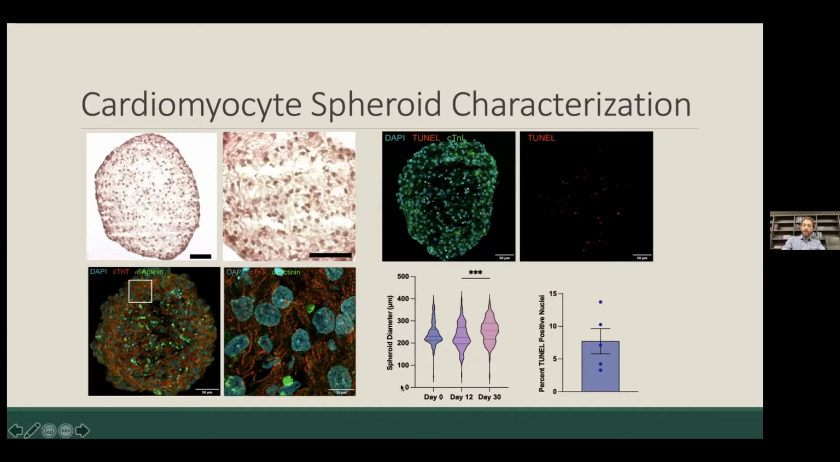Additionally, one thing we found is that the spheroid diameter from iPSC to cardiomyocyte does not change significantly. We did find there was some increase in diameter when we cultured these out to 30 days. However, we're typically seeing that mostly from aggregation, not from additional cell division. And the TUNEL positive nuclei, although it is in the 5 to 10% range, we find that that is mostly due to the differentiation process, not to some sort of lack of nutrient supply in the core of these spheroids.